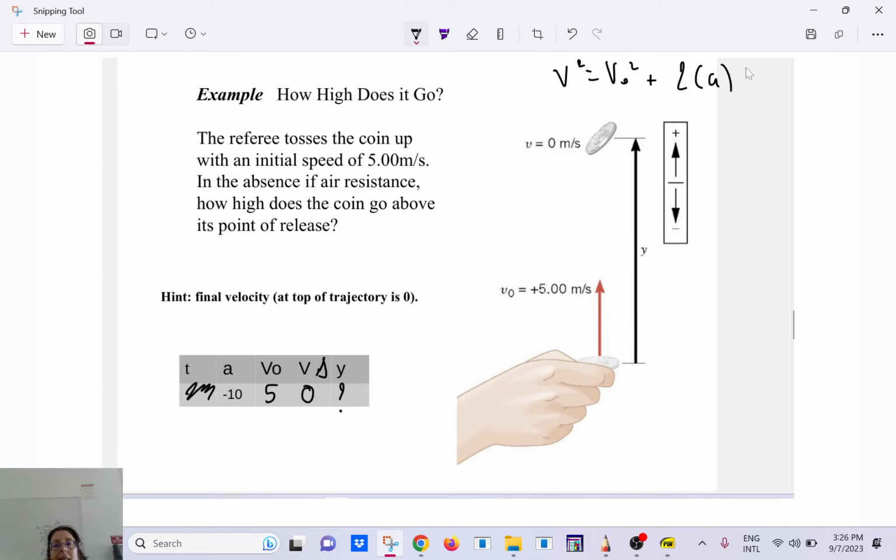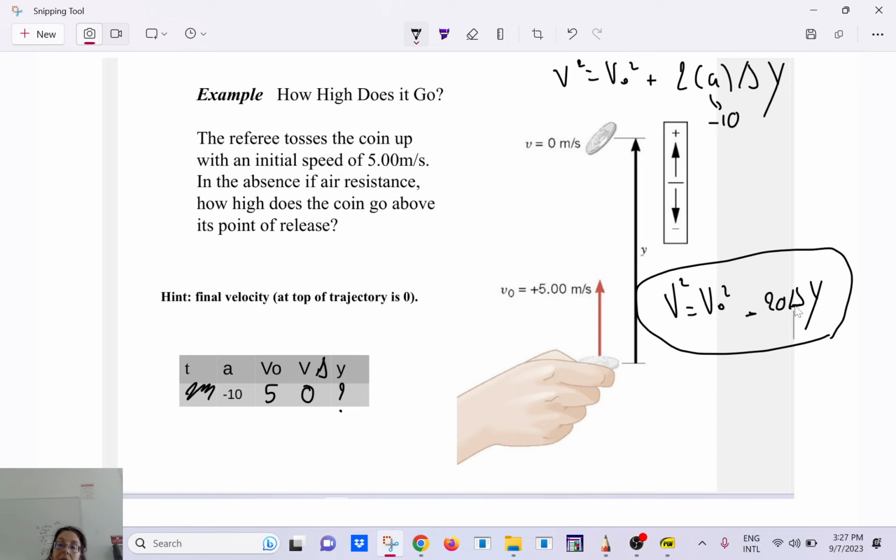So this one, and make sure you substitute delta x by delta y, because we are going up and down. And that's going to be negative 10. So that equation will become v squared equals v zero squared minus 20 delta y. So when you are in free fall, equation number 4 becomes that, because acceleration is negative 10, and we suppose that up is positive. So we have a positive here. That's going to be 0. Now you can plug it in.